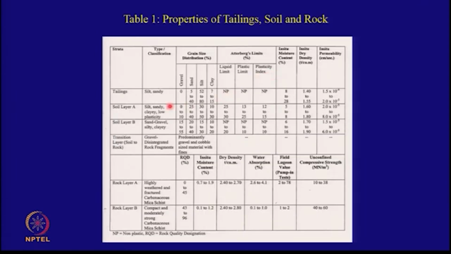So we looked at the types of soils, soil layer A, soil layer B, rock layer A, rock layer B, tailings. We studied all the engineering properties. Tailings had a permeability of 10 to the power of minus 4 centimeters per second. Soil had a permeability of 10 to the power of minus 5. Rock layer A had very high pump-in test, 78 lugeons, very high. But rock layer B was impermeable, 1 to 2 lugeons was the value. That means the inflow was very low. So this was a good impermeable rock.